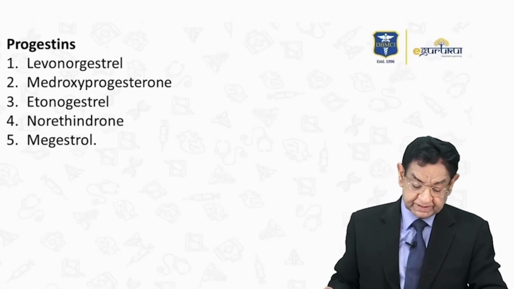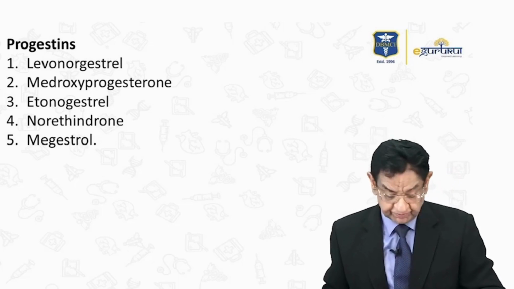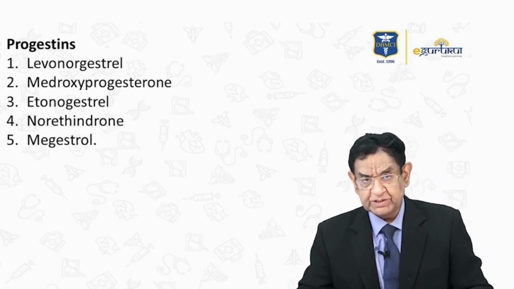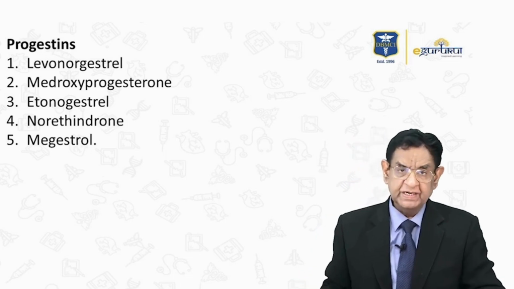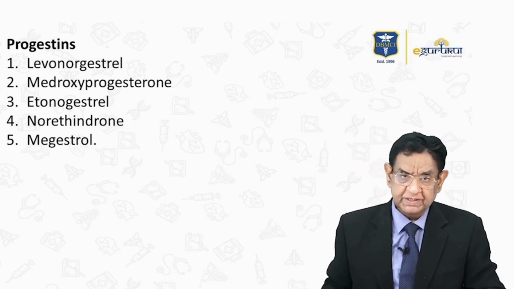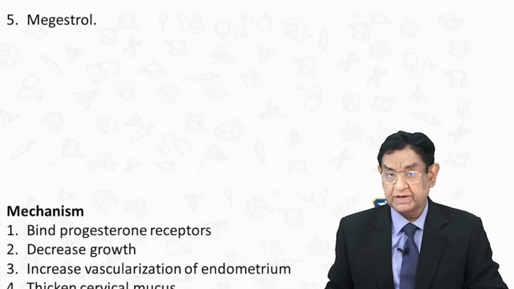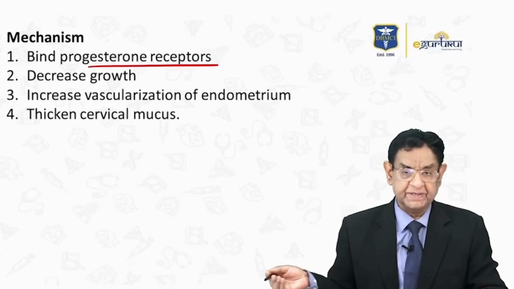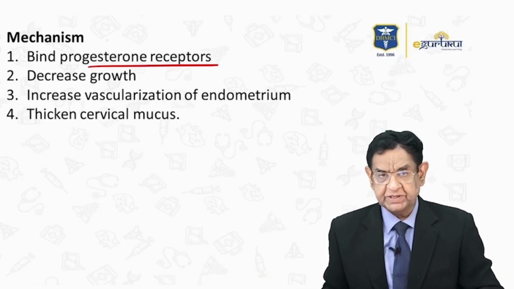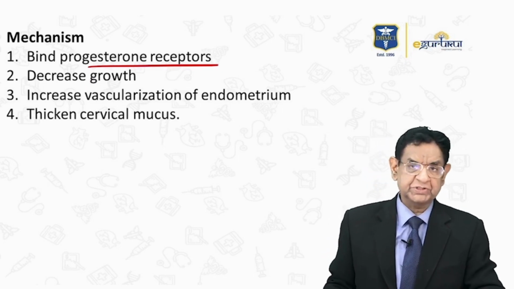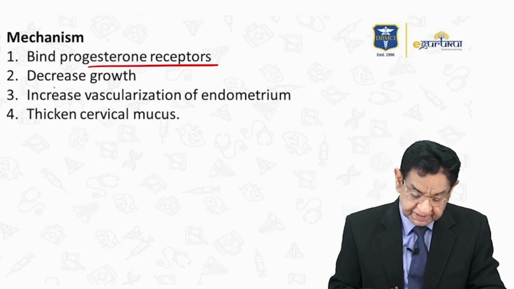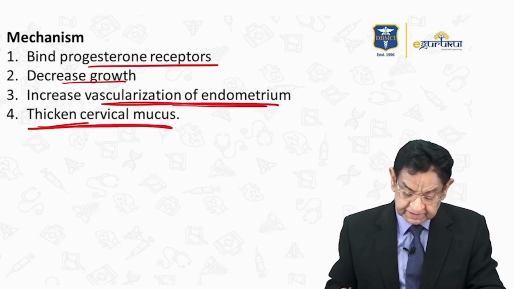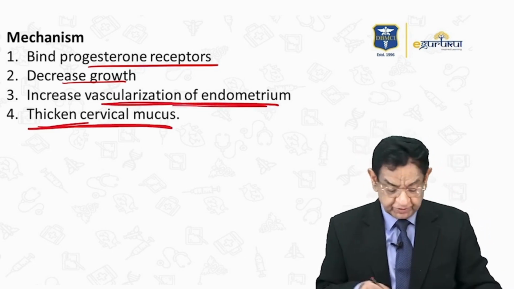Progestins: there are so many progestins we use, and the names are given in front of you. We know very well that estrogen and progesterone are the two main hormones which regulate the menstrual cycle, and they are also part of oral contraceptives. So how do these progestins act? They act at the progesterone receptor, definitely. Estrogen acts at the estrogen receptor, and progesterone acts at the progesterone receptors. They decrease growth and increase vascularization of the endometrium. They thicken cervical mucus. In fact, this is one use.